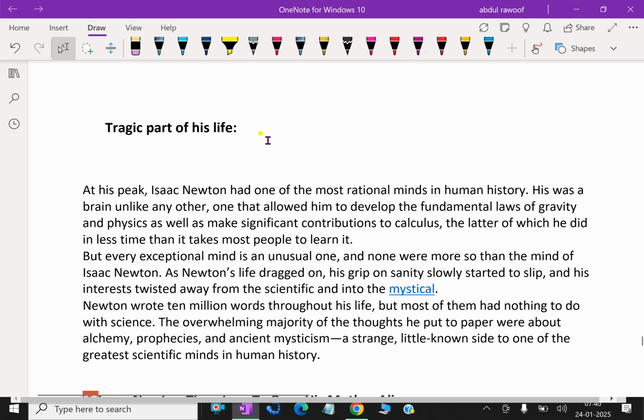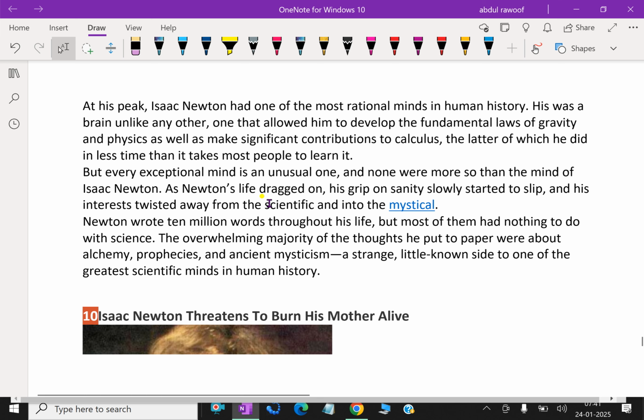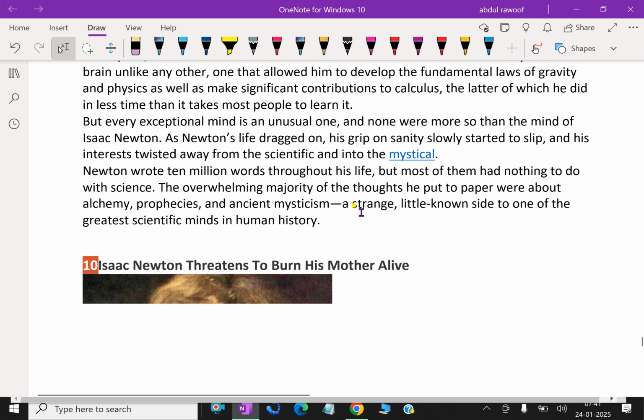Now, even in his life, there was some tragic part. At his peak, Isaac Newton had one of the most rational minds in human history. He was a brain unlike any other, one that allowed him to develop the fundamentals of gravity and physics as well as make significant contributions to calculus. The latter he did in less time than it takes most people to learn it. But every exceptional mind is an unusual one, and none were more so than the mind of Isaac Newton.